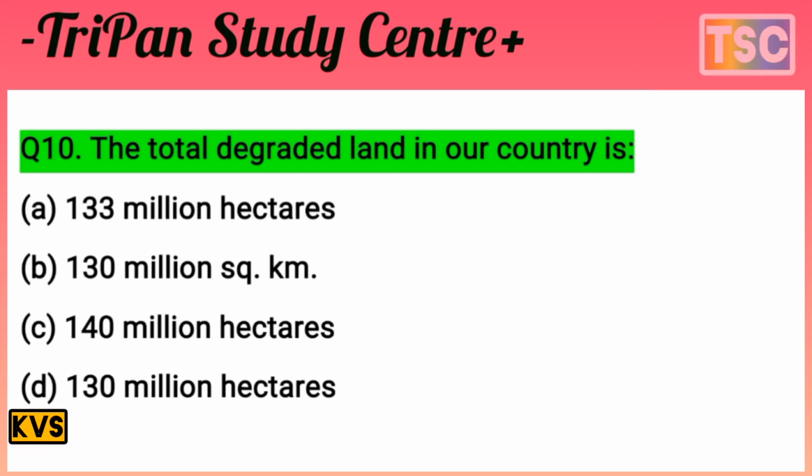You must have thought of your answer. Let's see what our answer is for this question. That's important. First of all, use the elimination method. Options A and B are directly eliminated, because 130 million square kilometer is not applicable here. A, 133 million hectare, is not a favorable answer.